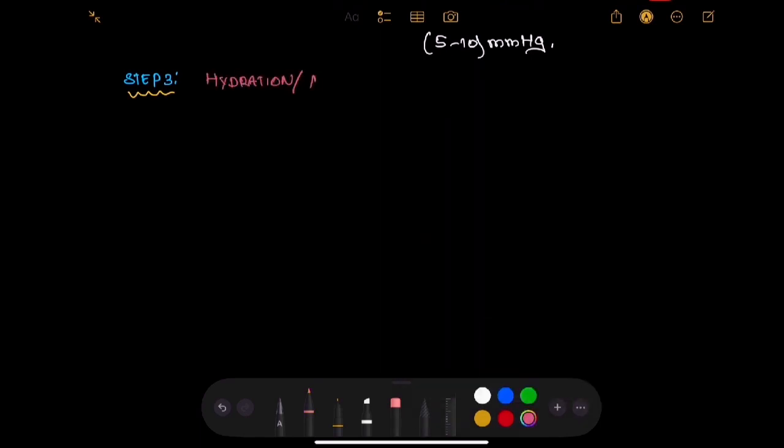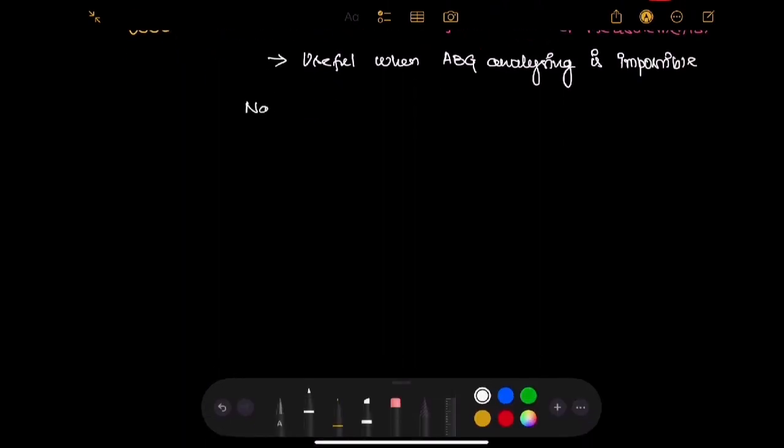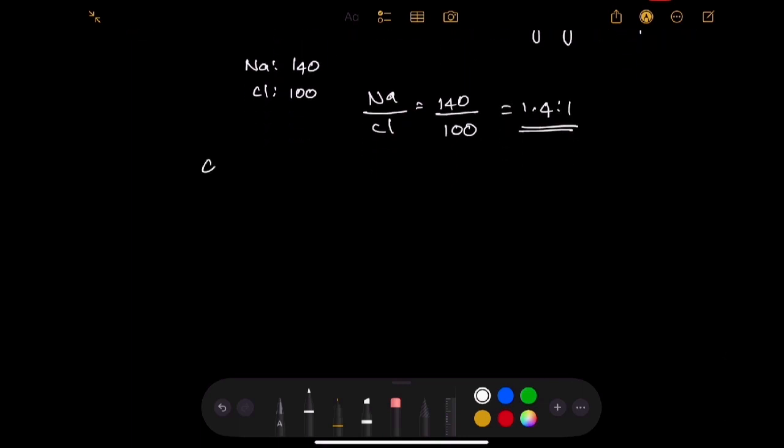The next step in assessing the ABG is the hydration status and acid-base disorders depending upon the sodium and chloride concentrations. Normally, sodium is around 140 milliequivalents per liter and chloride is around 100 milliequivalents per liter. It is useful when ABG analysis is impossible. With the help of sodium and chloride mismatch, we can inconclusively say whether an acid-base disorder is present or not. The normal sodium to chloride ratio is 1.4 to 1.